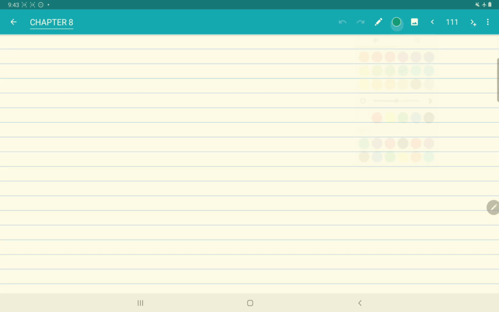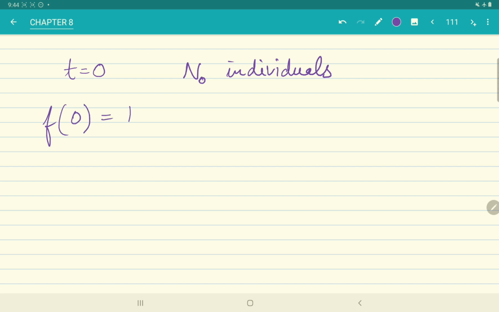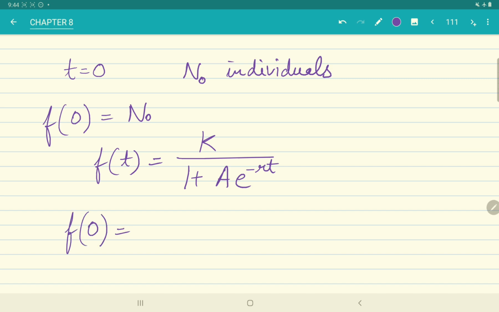Now let's say we are at time t equal to 0, and at t equal to 0 we have N naught individuals in the population. That means f(0) is equal to N naught. I know f(t) is equal to k upon 1 plus a e raised to the power minus rt. Here if I put f(0), and obviously just keep in mind that r is greater than 0.